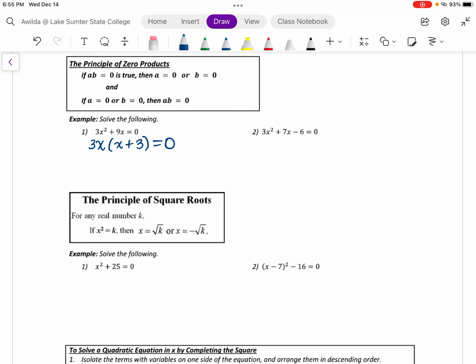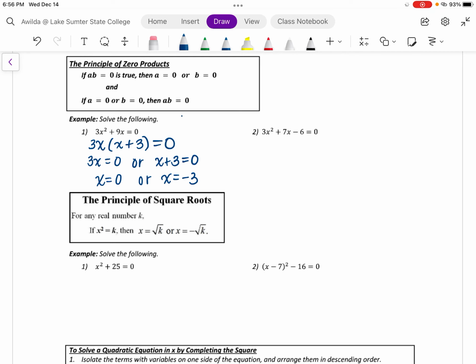Here we have 0 by multiplication, therefore I must have multiplied by 0 somewhere along the way. I'm going to set each of the original factors equal to 0. Either 3 times x is equal to 0 or x plus 3 is equal to 0. Solving these two smaller equations yields that either x is equal to 0 or that x is equal to negative 3. That means that I have two solutions to this quadratic equation, 0 and negative 3.